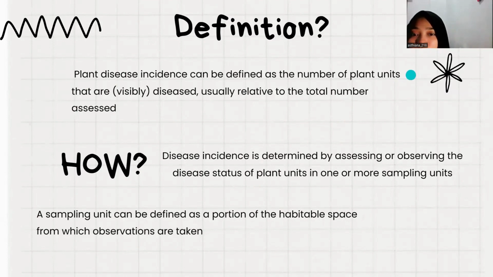And how do we know about these incidences? To determine disease incidence, we assess or observe the disease status of plant units in one or more sampling units. A sampling unit can be defined as a portion of the habitable space from which observations are taken.